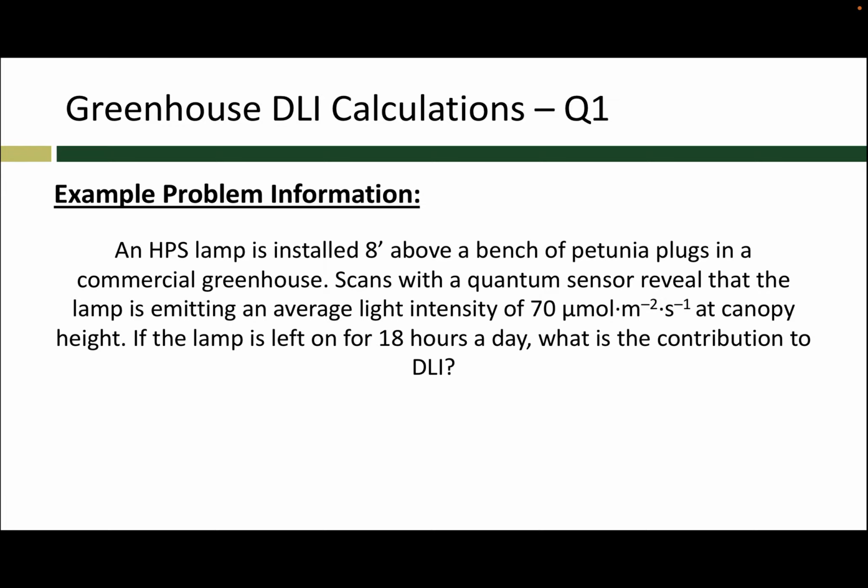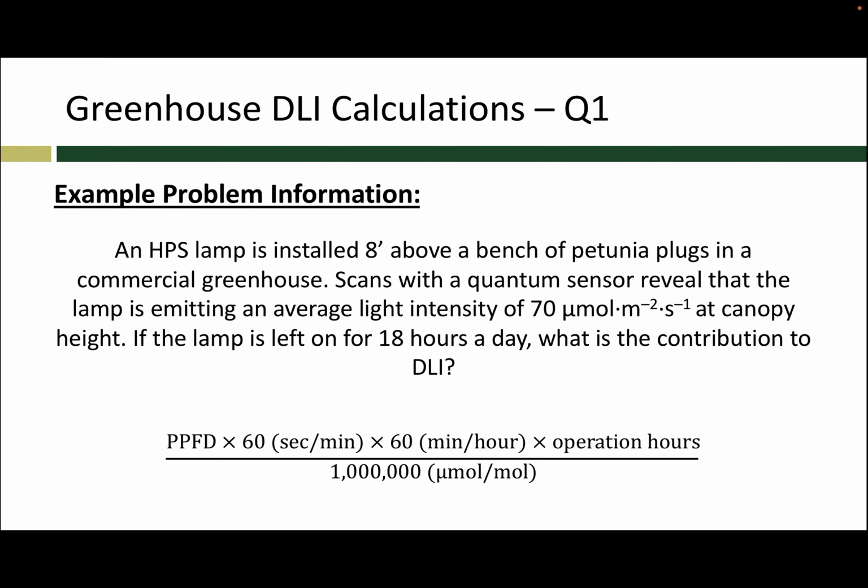or DLI? So what we can do is look at this equation, and you'll see that there are two unknowns in terms of solving for what the contribution to DLI is, because DLI is going to be equal to PPFD. We then have our conversion units of 60 seconds in a minute, 60 minutes in an hour, but then we also need to know how long these lights are on, which is our operation hours.